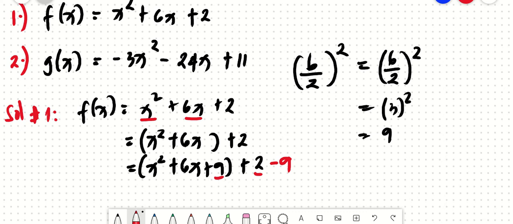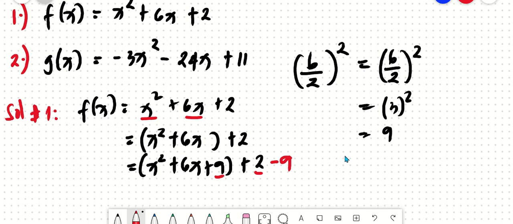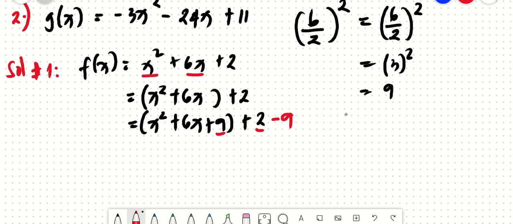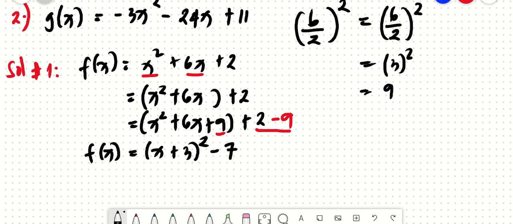Okay, and then, pwede natin siyang isulat as square of binomial, right? Yung x squared plus 6x plus 9, pwede siya maging (x plus 3) raised to 2, and then simplify 2 minus 9, that is negative 7. So therefore, f of x is equal to x plus... tama ba yung given natin?